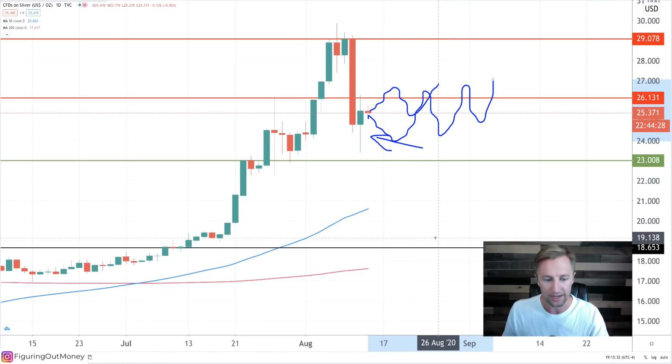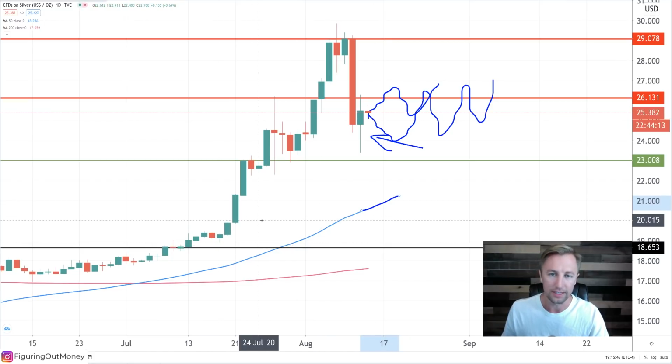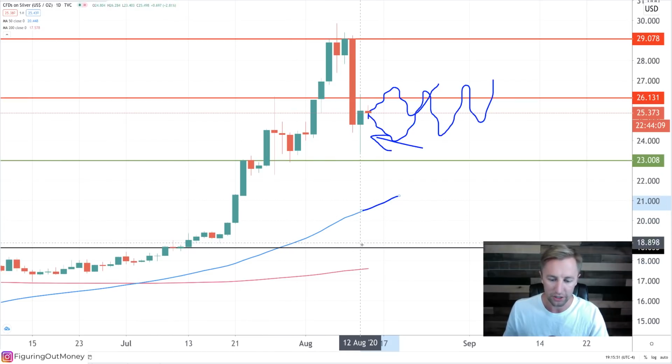And I'd be very excited to see the price of silver come back to this 50 period moving average, and even right here at around $18.60 from the previous breakout. It is healthy to see retests of these areas, especially on breakouts like this, where the price action is so far overextended from the 200 period moving average.